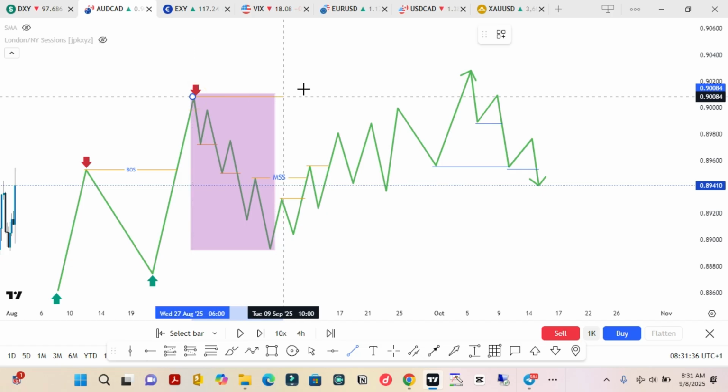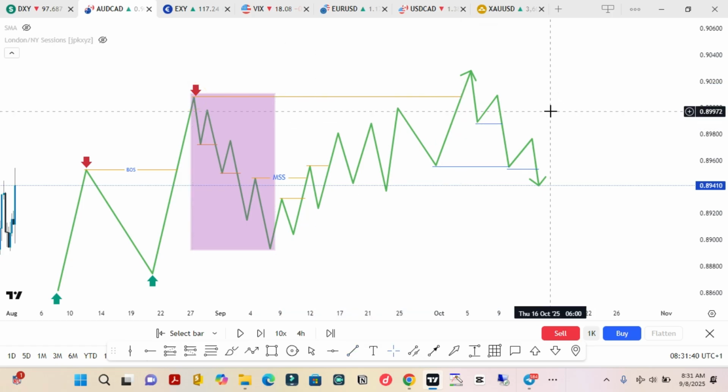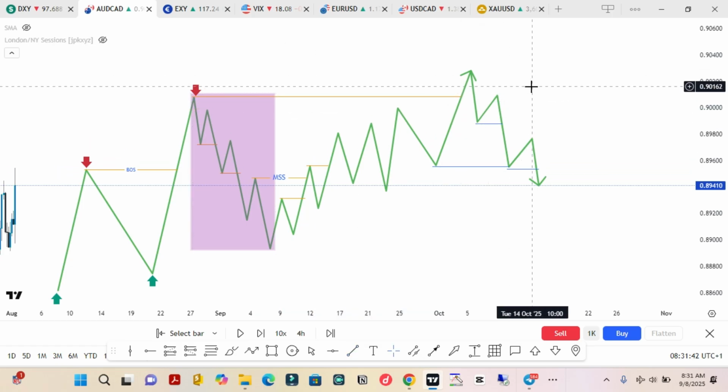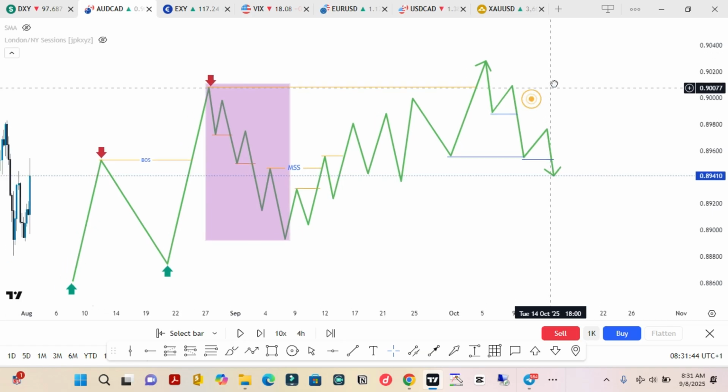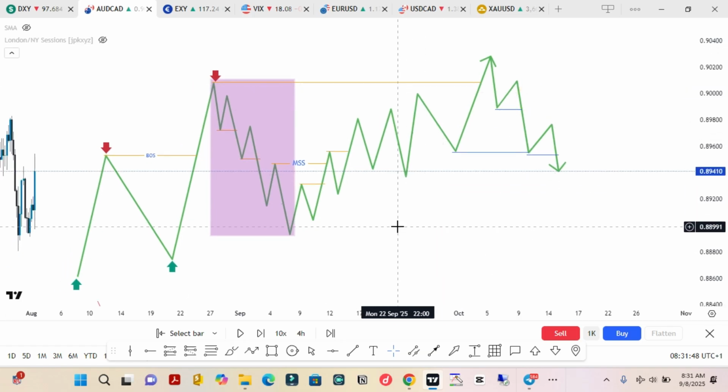Now that you can see that the price has taken out this high, what is the direction of this market? What is the overall direction of this market? The overall direction of this market is up. The price is breaking structures, the overall structure, towards the upward side. So the overall direction of this market, or the overall structure of this market, is up. I can say that the overall trend is uptrend.